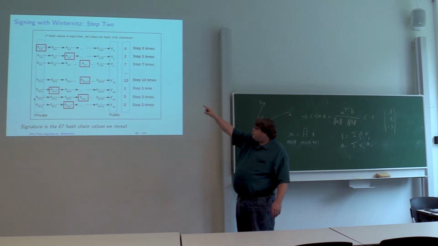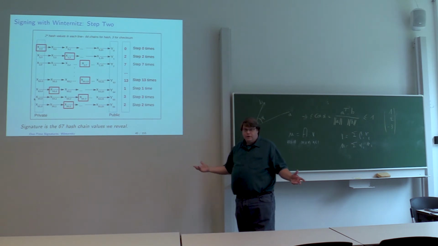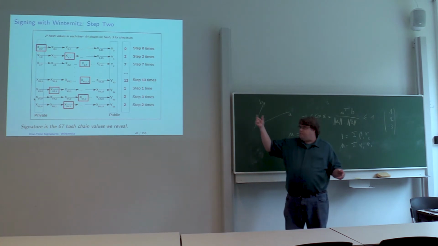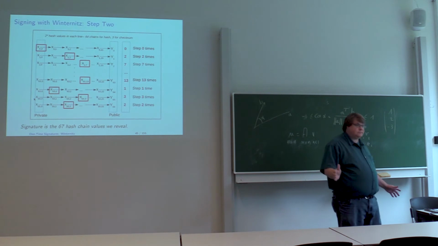And so our signature is just this sequence of red outlined values. So in this case, our signature is going to be 67 values that are all pieces in this hash chain. Does that make sense? Right.